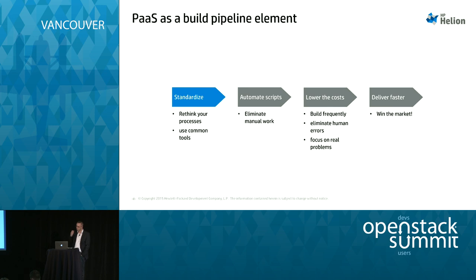So platform as a service as a build pipeline element, why is it good? Because we can standardize our processes with that. We can rethink how we did the deployment before. We can use the common tools provided by the different frameworks. We can eliminate the manual work. And we can lower the cost because we are building frequently. We are focusing on quality. And we need to focus on real problems. We need to allocate resources for deployment. And at the end, it means that we can deliver faster and we can win the market.